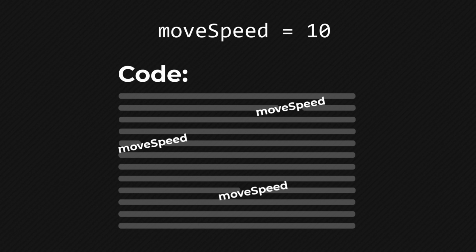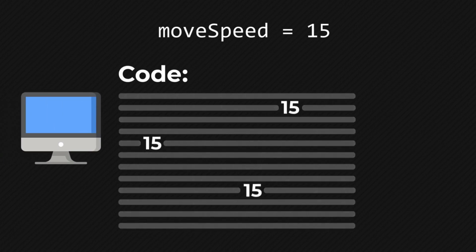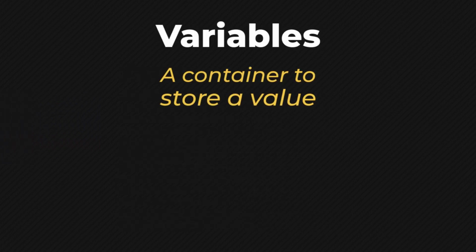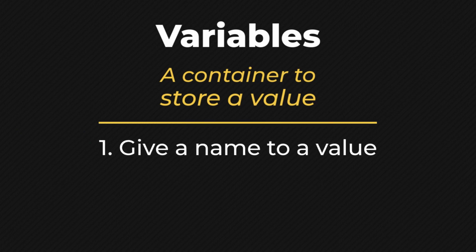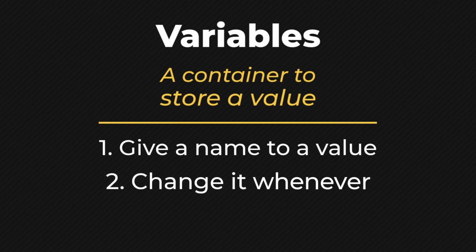Let's say you make it equal to 15. From that point, it's gonna be 15 everywhere else. So instead of 5, the computer is gonna see moveSpeed as 15. This is why variables are used, because numbers and values are very important in programming, and using a variable, you can give a name to a value and change it whenever you want, which makes programming much easier.